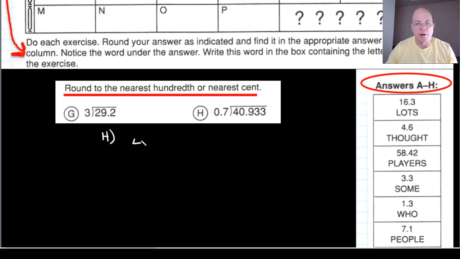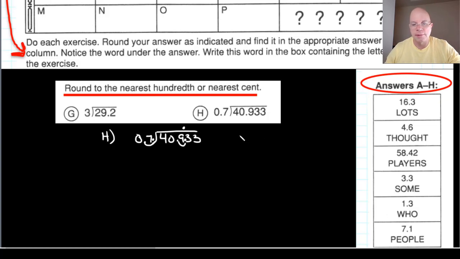For letter H, we have 40 and 933 thousandths divided by 7 tenths. I'm already annoyed with the way I did that. Let me fix that. 40 and 933 thousandths divided by 7 tenths. And I don't want to have to be thinking about how many times 7 tenths goes into 4 wholes, which is why we want a whole number divisor. So I move the decimal 1 to the right. Makes that 7 wholes. I have to do the same thing to the dividend. Move the decimal 1 to the right and line up the decimal in my quotient.